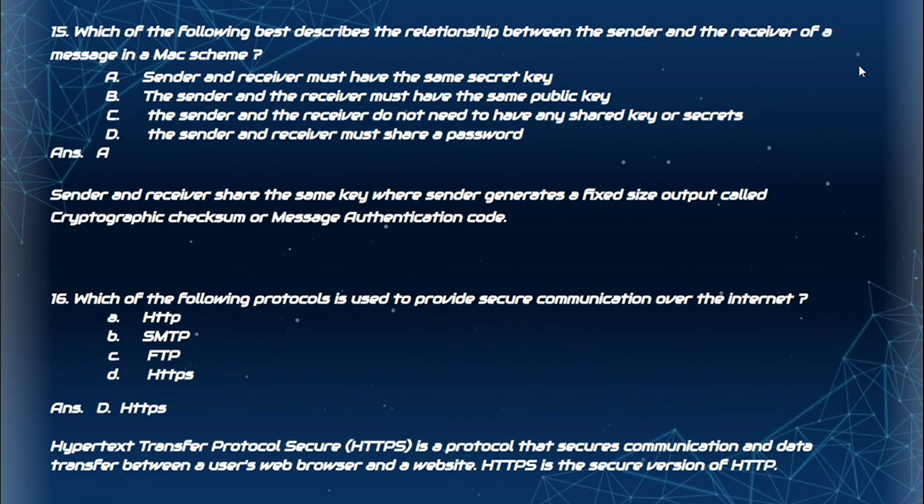Move to the next question. Question number 15. Which of the following best describes the relationship between the sender and the receiver of a message in a MAC scheme? So the answer is option A. Sender and receiver must have the same secret key. Sender and receiver share the same key, where the sender generates a fixed output called cryptographic checksum or message authentication code.